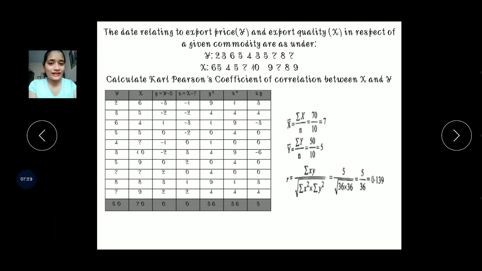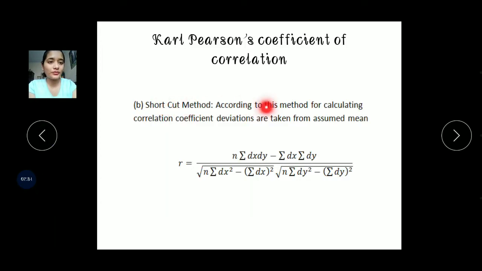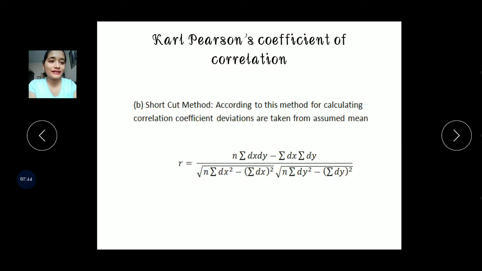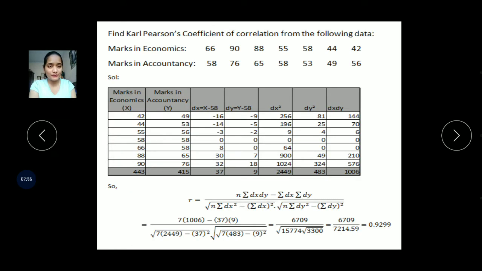Now the next method is a shortcut method to find Karl-Pearson correlation coefficient. In this method we'll take the deviations from assumed mean. In the previous method we were taking deviations from actual mean, but in this case we'll take deviations from assumed mean. We'll assume one of the numbers as mean and we'll take deviations from that particular number. These dx, dy are the deviations only. So let's see by one example.